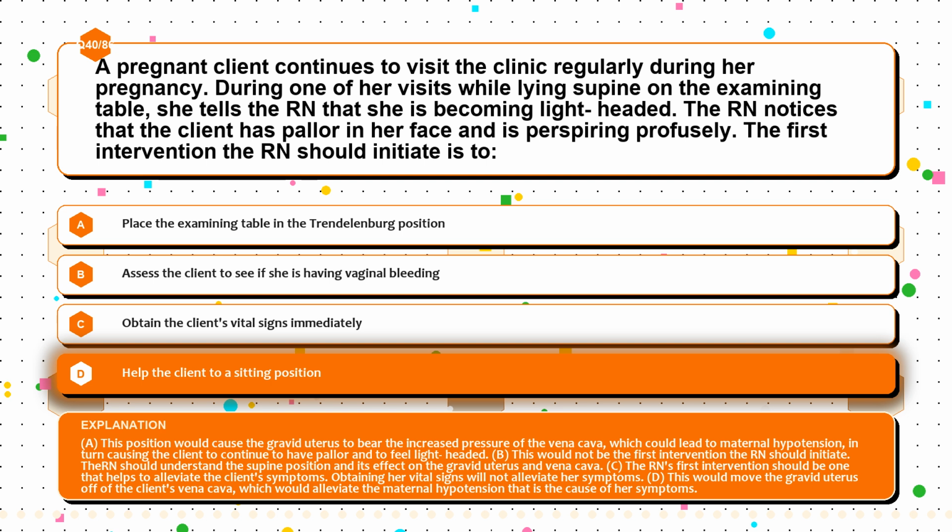B. This would not be the first intervention the RN should initiate. The RN should understand the supine position and its effect on the gravid uterus and vena cava. C. The RN's first intervention should be one that helps to alleviate the client's symptoms. Obtaining her vital signs will not alleviate her symptoms. D. This would move the gravid uterus off of the client's vena cava, which would alleviate the maternal hypotension that is the cause of her symptoms.